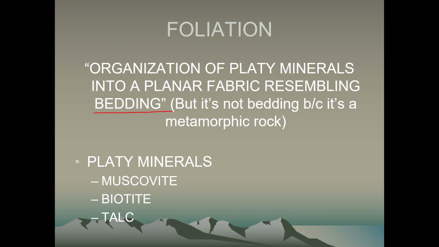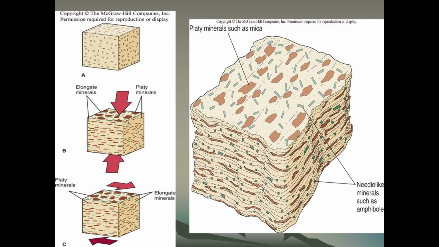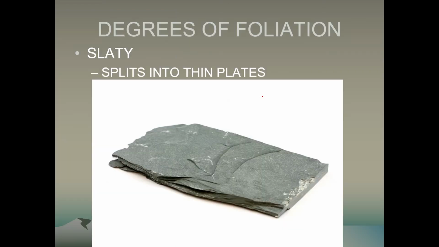So it resembles bedding, but it's not actually bedding. It's called foliation. And you will get platy minerals that will grow and sort of align with that foliation, which are the micas, muscovite and biotite, talc will also show up, and some other micas as well. So again, here we've got an igneous rock. Doesn't have to be igneous, it can be sedimentary too. And then we're getting this up and down pressure, and the minerals start to align themselves. So over here, platy minerals like mica, and then we've got needle-like minerals like amphiboles, which is hornblende. You get the idea. So let's actually look at some of them.